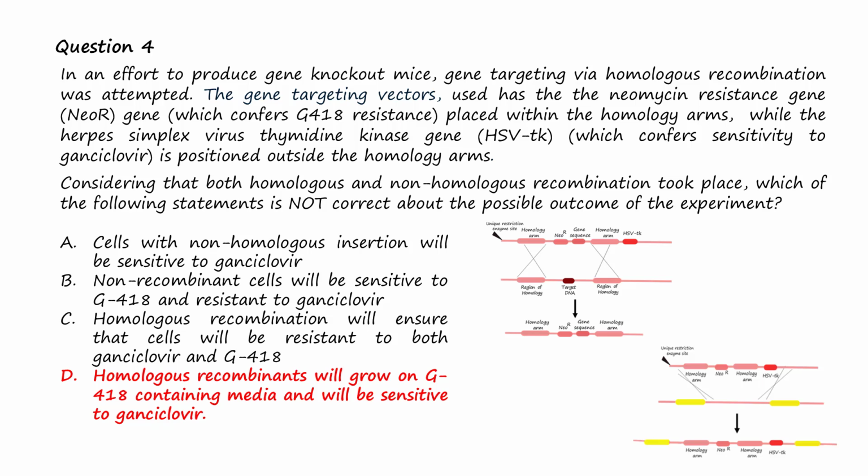B is correct. Non-recombinant cells have not taken up the neo-R gene, so they will be sensitive to G418. They also lack the HSV thymidine kinase gene, which makes them resistant to ganciclovir. C is correct. In homologous recombination, the neo-R gene is integrated, making cells resistant to G418. But the HSV thymidine kinase gene, located outside the homology arms, is lost. Therefore, homologous recombinants will be resistant to ganciclovir. So they will be resistant to both.